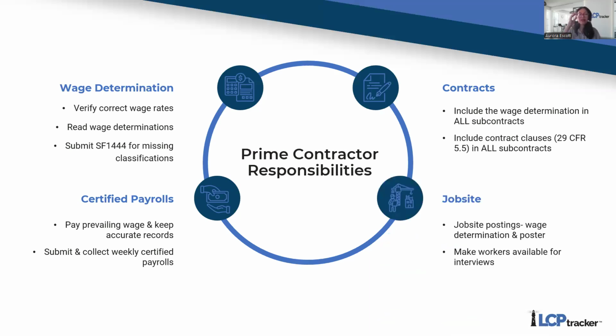Now, job sites. On job sites, you need to make sure that you're posting the wage determination in an area that is easily viewable to the employees on the job site, and also put up any job site posters too. This, again, in an area where they can easily be visible. And then finally, you have to make sure that your subcontractors are following the rules for Davis-Bacon.